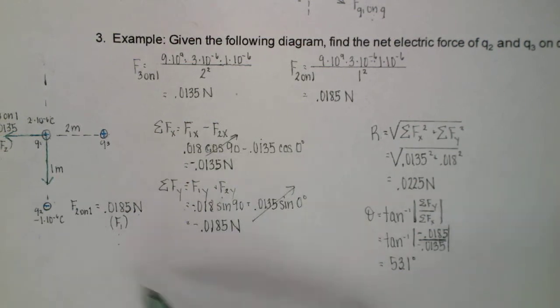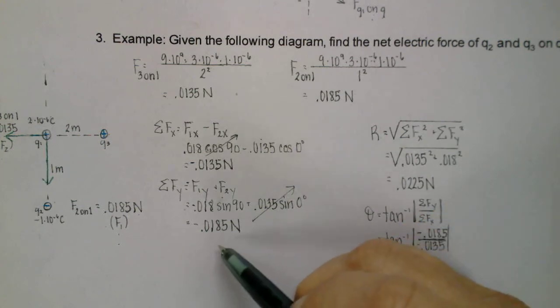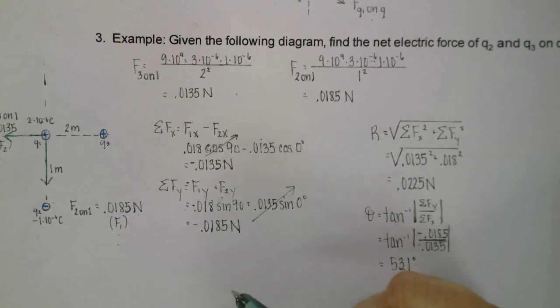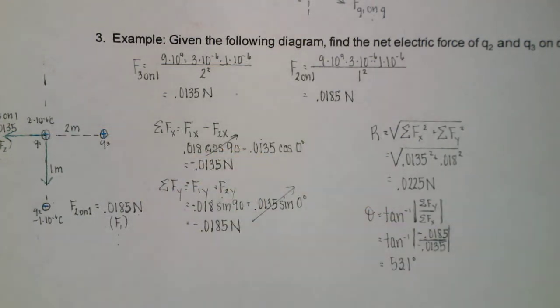And sigma F sub y, same thing. This is a perfectly horizontal line when I'm looking at the vertical piece to it, so that's gone. And this is negative because it's going down. So my final answer is a negative 0.0185 newtons. So I found my x and my y component. I found my two legs of the right triangle.